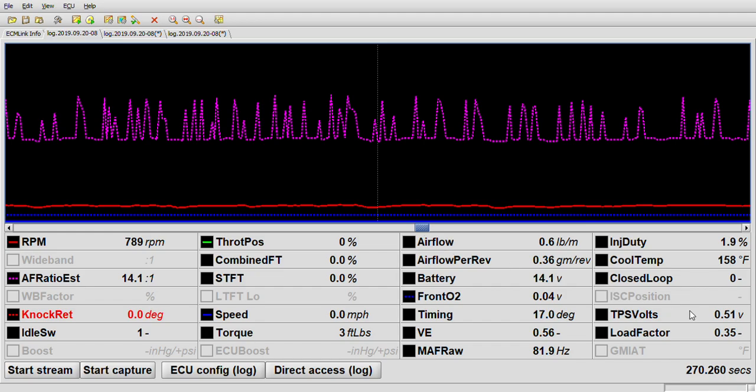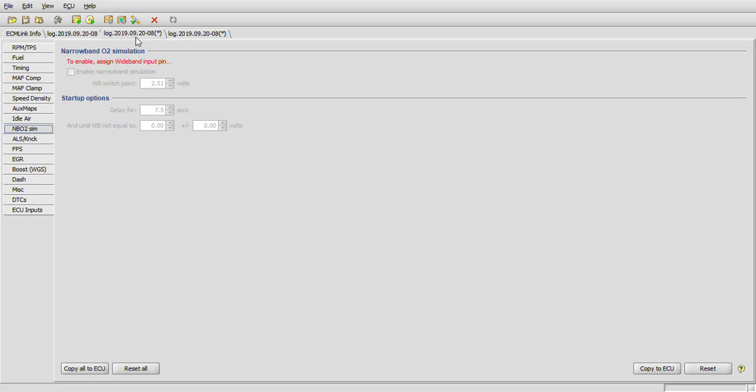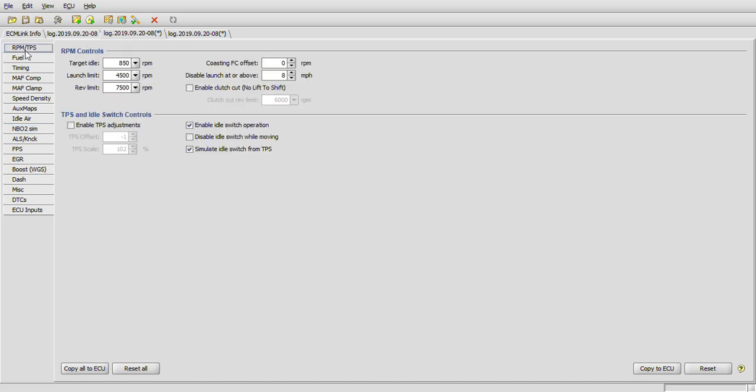Other than that, I will say the TPS could probably use some adjustment. 0.51, that's fairly low. Can't tell if it's accurate on the top end because there's no real throttle position sensor change, maybe just slight changes there, but we'll go through them one by one as far as the tabs. We'll start off with RPM. I've got a target idle of 850.